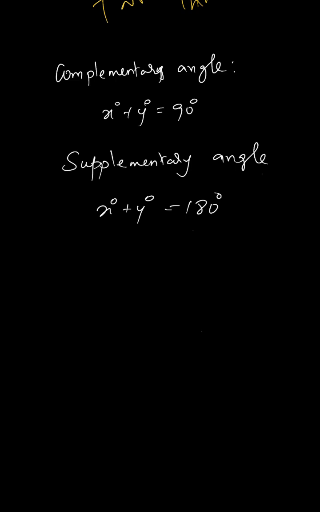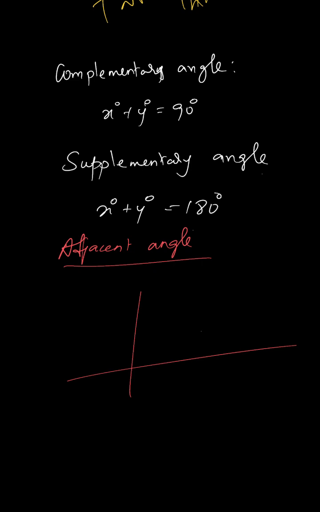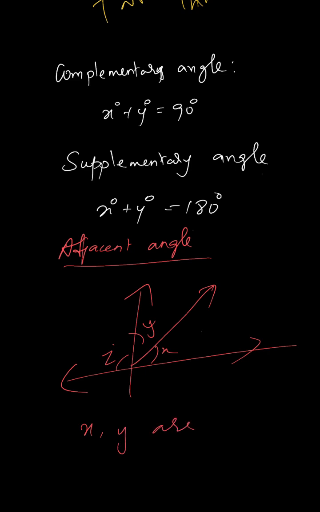Next we are going to see adjacent angles. What does it mean by adjacent angle? Let us take one example. This is a line, and these are the angles X, Y and Z. Here X and Y are adjacent angles. Y and Z are adjacent angles.